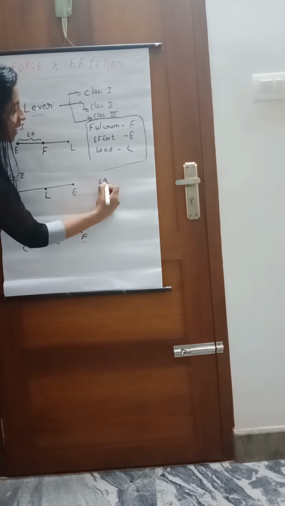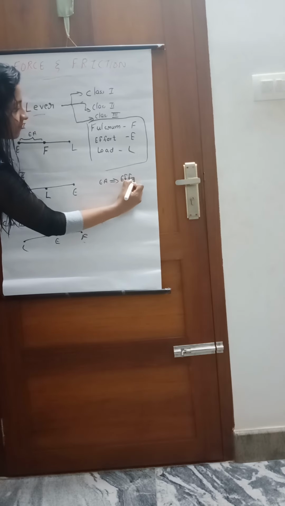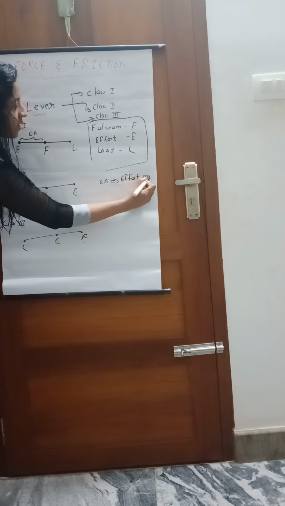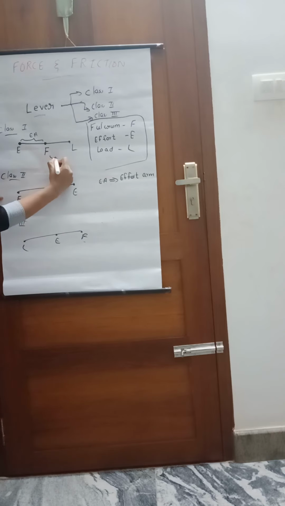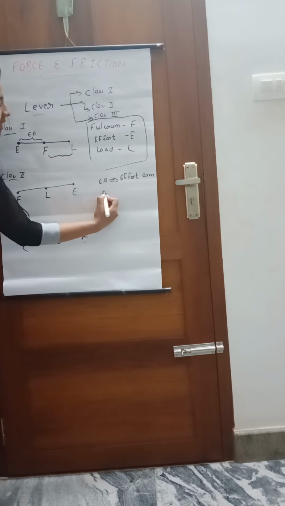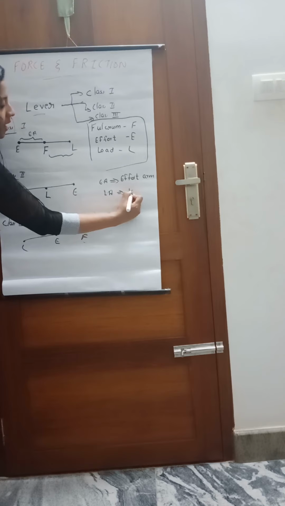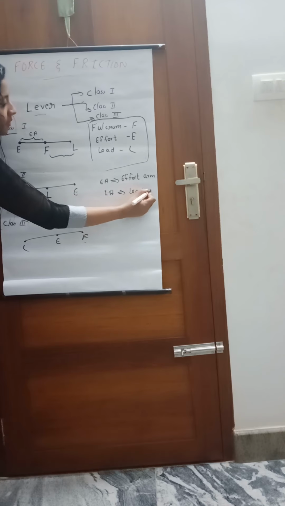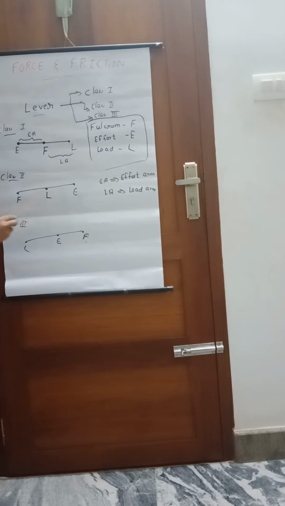Now, the distance between effort and fulcrum is known as effort arm. So EA represents effort arm. Then the distance between fulcrum and load represents load arm. So this is the load arm. Distance between effort and fulcrum is effort arm, and distance between load and fulcrum is load arm.